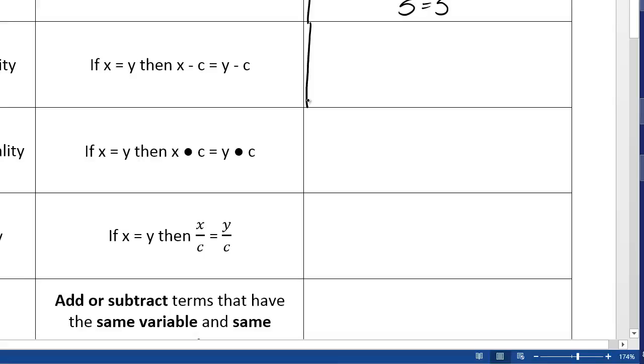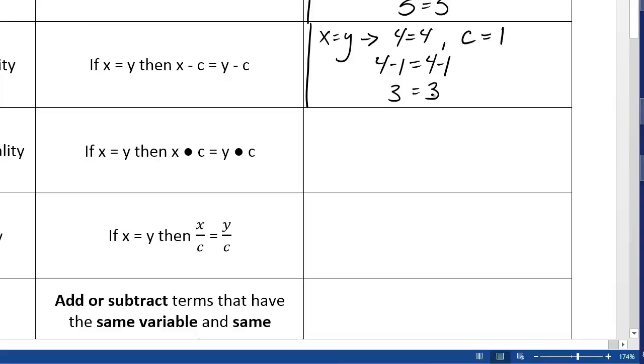Now, the subtraction property of equality. Same idea, but instead with subtraction. We know that x equals y. So let's go ahead and say that they're both equal to 4. So 4 equals 4. X and y are 4. Now, let's say that our term c is equal to 1. And this time we're going to subtract from both sides. So let's take 4 minus 1 equals 4 minus 1. 4 minus 1 is 3. Same thing.